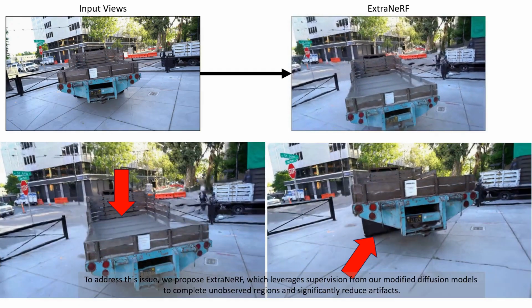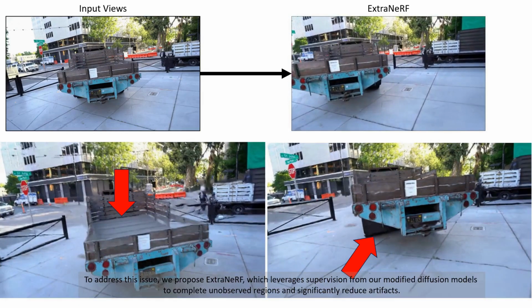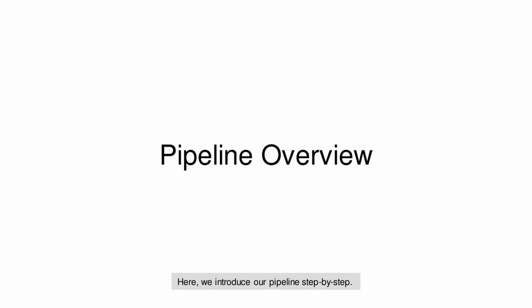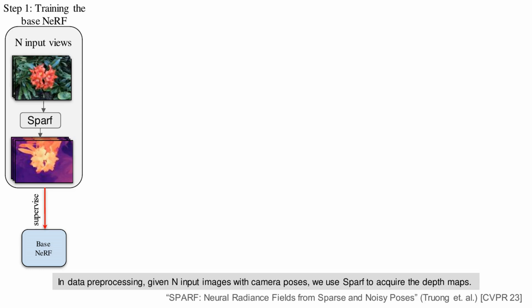To address this issue, we propose ExtraNeRF, which leverages supervision from our modified diffusion models to complete unobserved regions and significantly reduce artifacts. Here, we introduce our pipeline step by step. In data preprocessing, given n input images with camera poses, we use SPARF to acquire the depth maps.